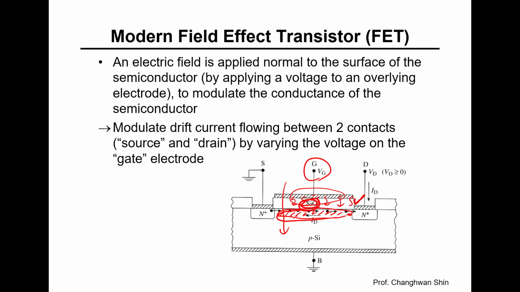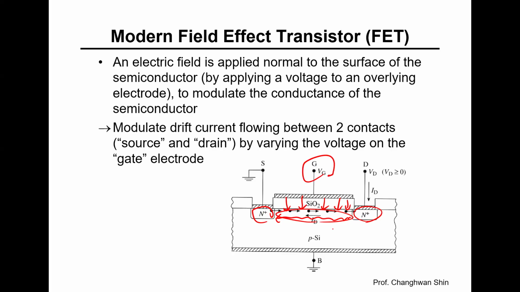So this silicon dioxide layer. This electric field modulates the conductance or resistance of the semiconductor beneath. So in practical terms, we control the drift current from drain to source, between two contacts here, called the source and drain. Okay. So by varying what? By varying the voltage on the gate electrode.